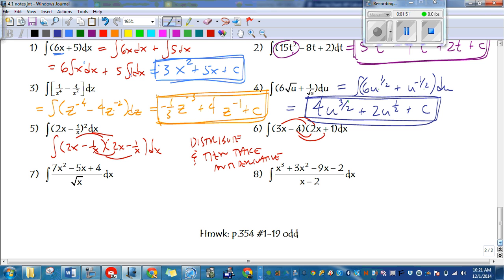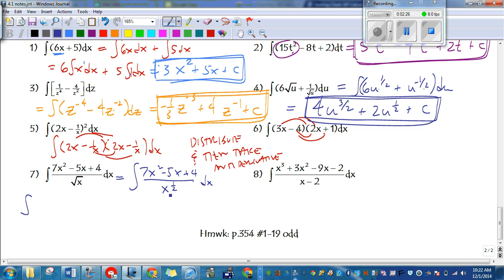Number 7, for this one, we can rewrite this. This is like antiderivative of 7x squared minus 5x plus 4 all over x to the 1 half dx. But that's not enough to rewrite it. We can't just do the antiderivative of the top divided by the antiderivative of the bottom. It doesn't work that way with division or multiplication like it does with adding and subtracting. We have to rewrite this still. So one way we can think of this is to take the antiderivative of that whole top times the bottom.